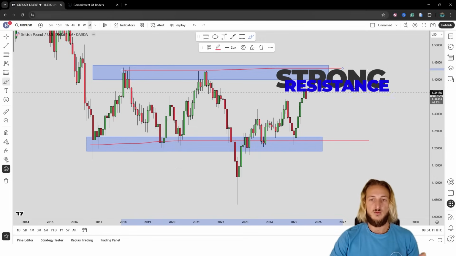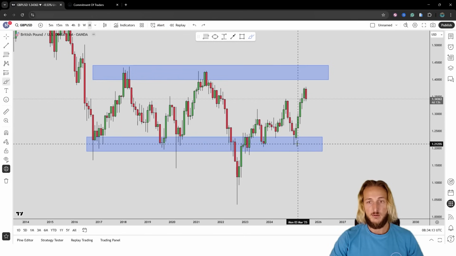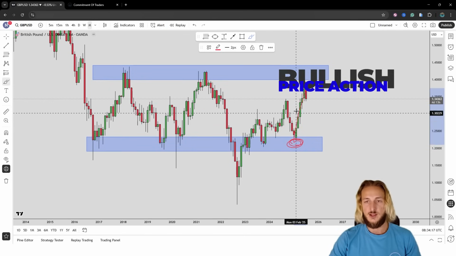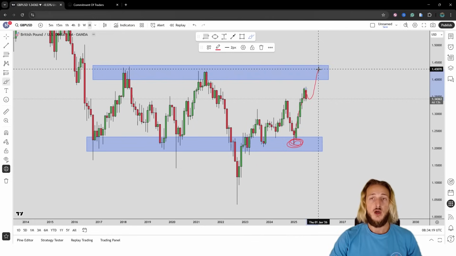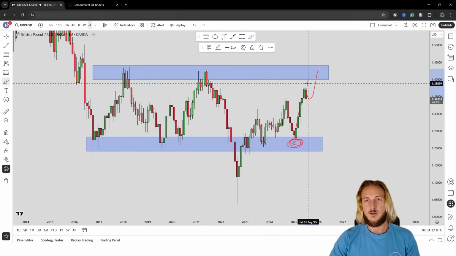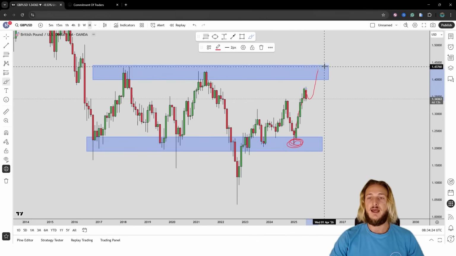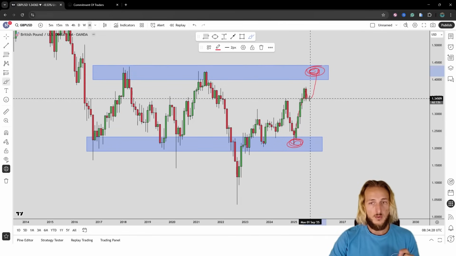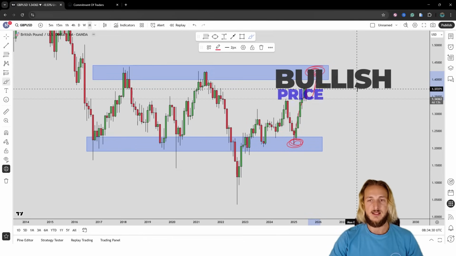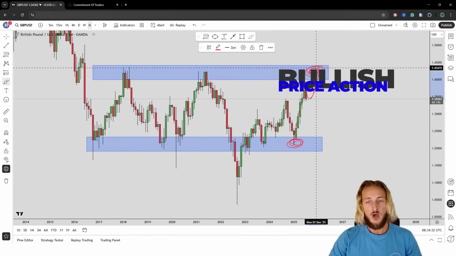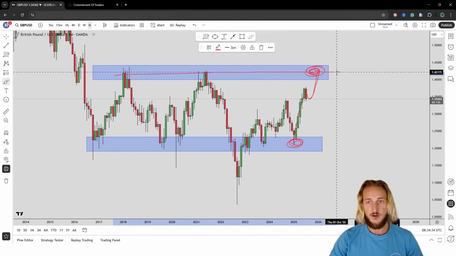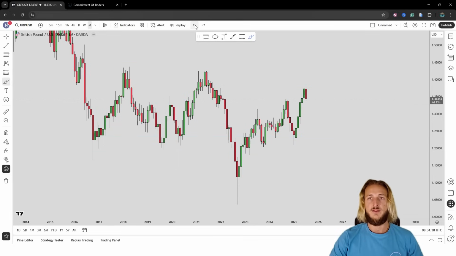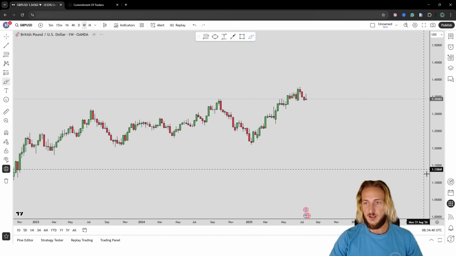Now, since the last move was the creation here of this test and rejection to the upside of the low of the range, the next logical step would be for the market to want to go and test what kind of liquidity we actually have here at the top of this range, which means that there is some room for a bit more bullish price action for the market to actually want to go and test what kind of resistance there is inside of this zone. So let's keep all of this in mind and drop down on the weekly time frame.